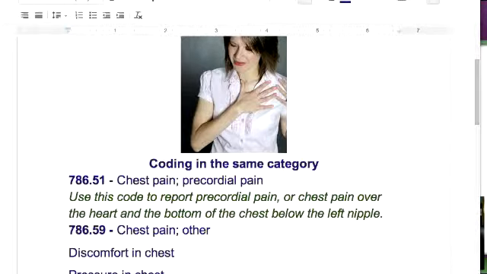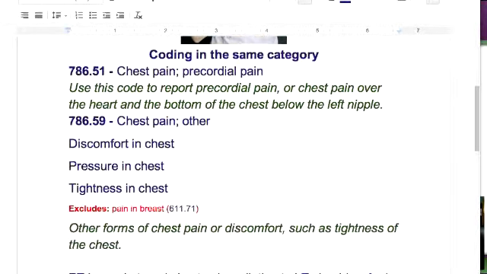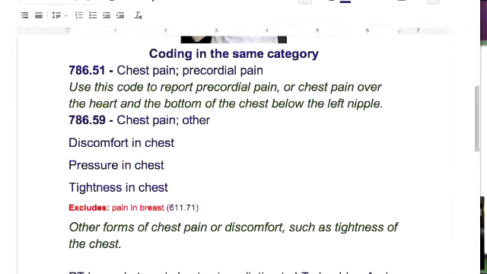786.59 is chest pain, other, and under that they list discomfort in the chest, pressure in the chest, tightness in the chest. This excludes pain in the breast, because it's not locational, it's the type of pain. Other forms of chest pain or discomfort, such as tightness of the chest, are all included in 786.59. The situation this coder came up with was: patient has substernal chest pain radiating to left shoulder, and when pain is at its worst, feels pressure. That's the information she's given.